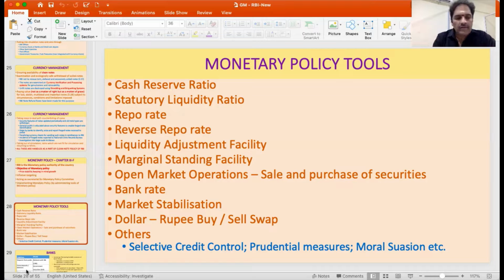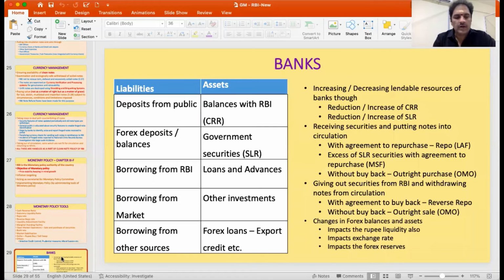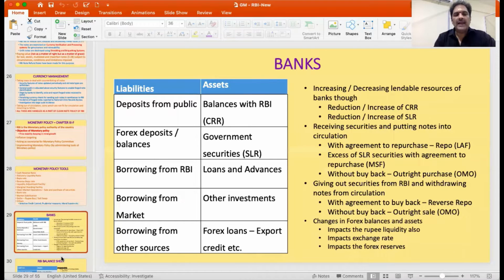Then, how does this operate? Let me just talk about the tools in relation to 2 balance sheets. One, let us look at what is the balance sheet of the bank. And the bank's balance sheet is important for us to understand how the CRR and SLR are operated, how the repo, reverse repo, then open market operations, etc. are operated. So first, what are the liabilities of banks? The most important liability of the bank is deposits from public. Then they could have non-resident deposits also. So that is the second kind of liability. Then whatever money they are borrowing from Reserve Bank of India, and what would be the need for a bank to borrow money from Reserve Bank of India?